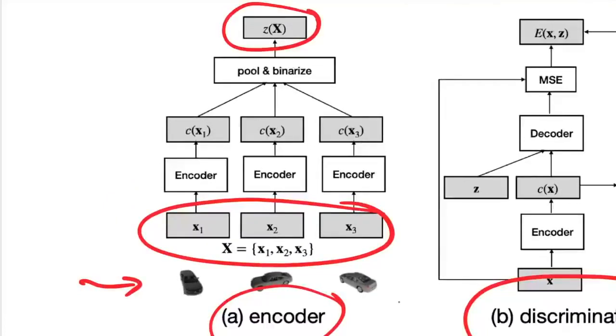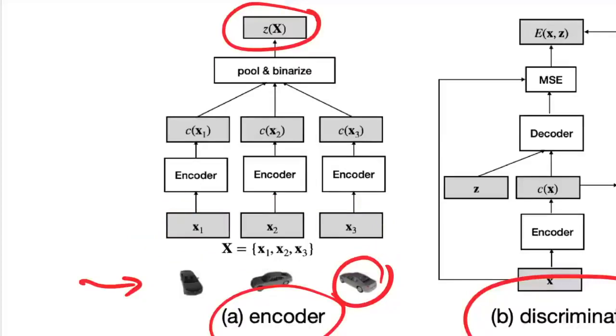Now, what should a property be of the set representation? For example, it should be independent of the ordering of these inputs, right? A set is simply a collection of objects. It's independent of the ordering, and it's also independent of the size in some way. Of course, a bigger set gives you more information, but the set identity, the fact that this is this particular car, is independent of how many views you have.